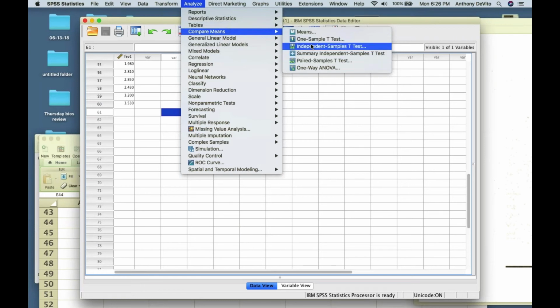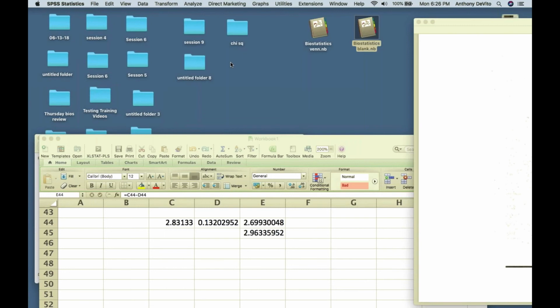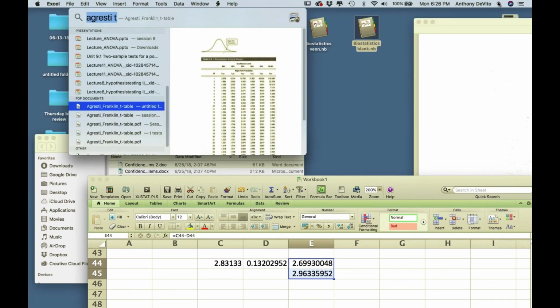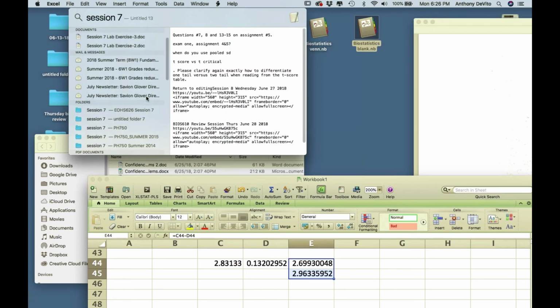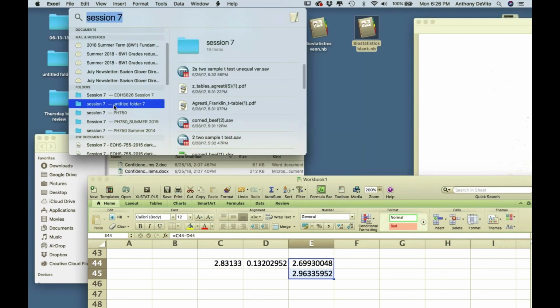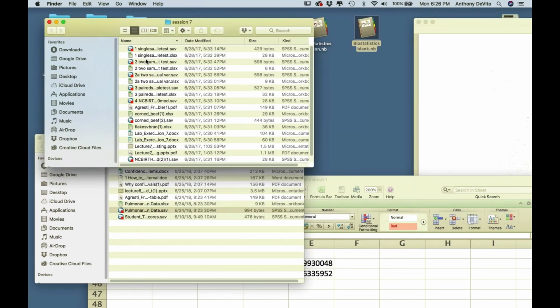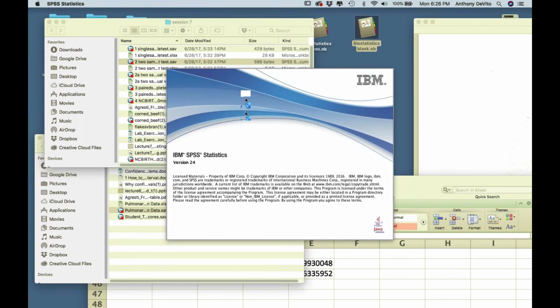Okay, let's go into the independent samples t-test, except that we need something to compare it to. So I can't use that data file. I need another data file. Let me see if I can quickly find one. Let me see if I can find session 7, or 8. Session 7. Yeah, here you go. This is a good one. Okay, two sample t-test. I'm going to open up this data file, and in this situation, we have two samples. Start up SPSS again.